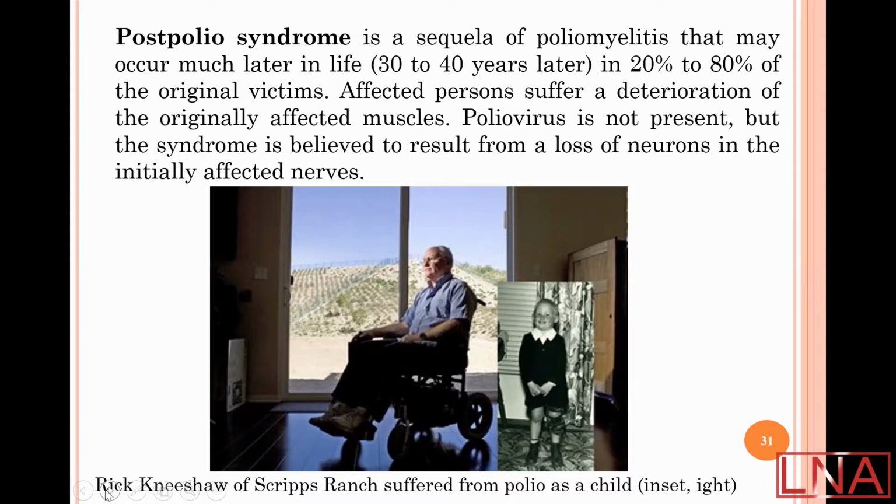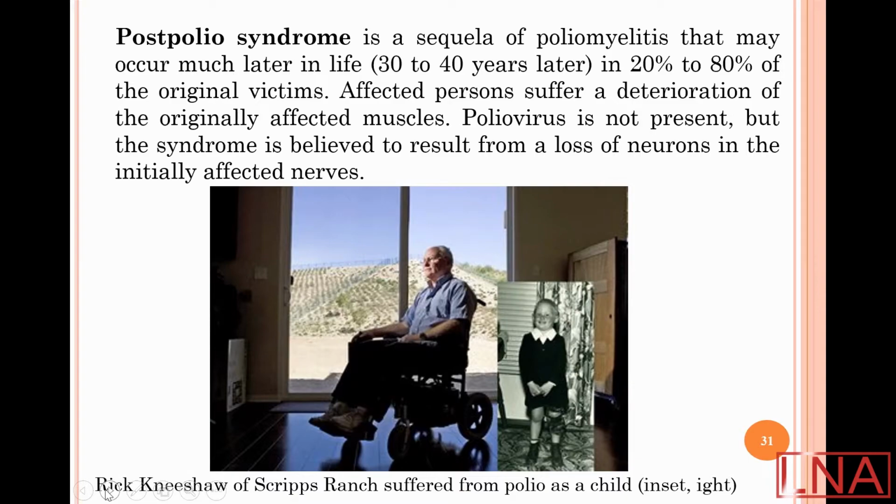Affected persons suffer a deterioration of the originally affected muscle. Poliovirus is not present, but the syndrome is believed to result from a loss of neurons in the initially affected nerves. Such a problem usually happens with adults because nervous system activity decreases, and the neurons are destroyed by aging processes and can't compensate anymore.